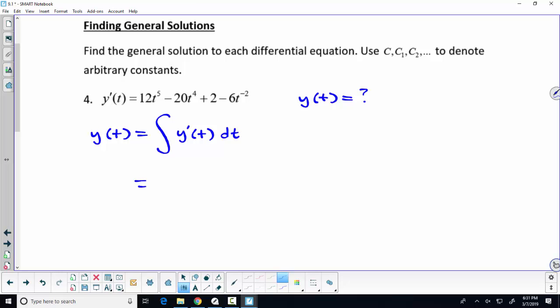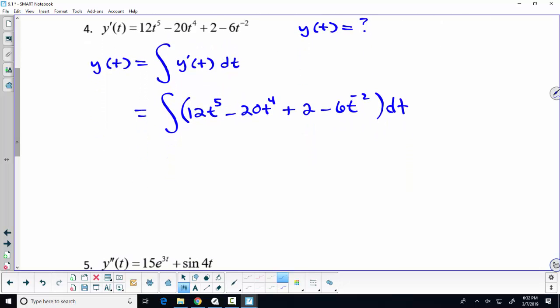So that's all we need to do here, just find the antiderivative of 12t to the 5th minus 20t to the 4th plus 2 minus 6t to the negative 2. Okay, so that's a pretty basic one, but still illustrates the idea.